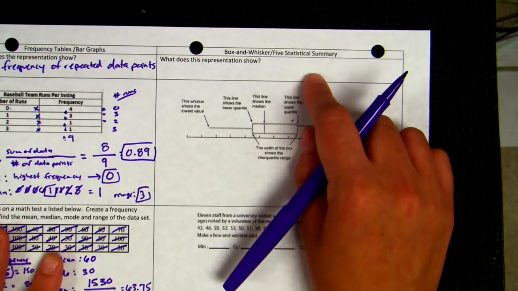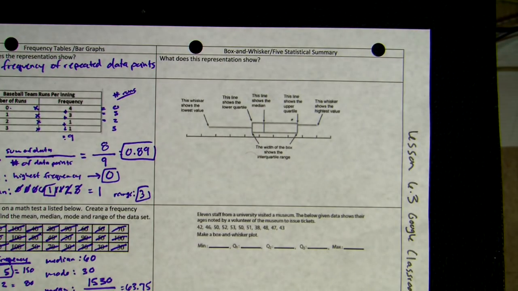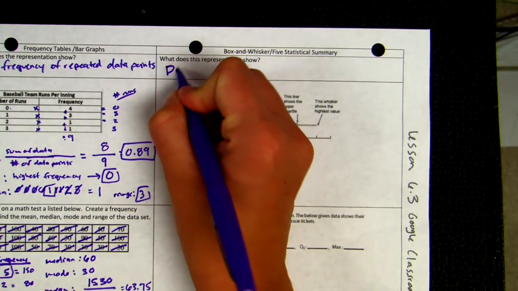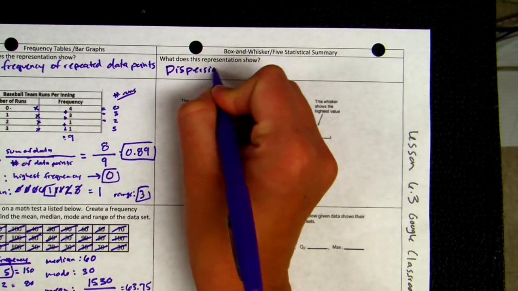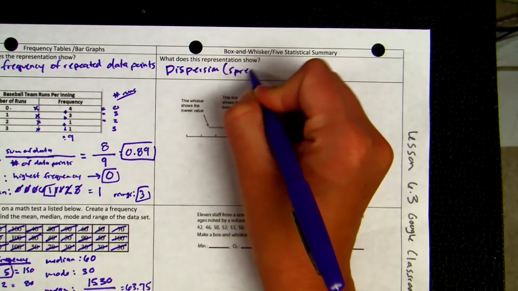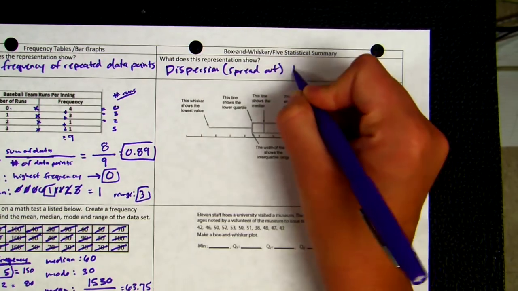Okay, next thing we're going to talk about is our box and whisker plots. We talked about last time, one of the issues with mean and median is that we cannot see the dispersion of the data, or we can't see where the data lies. Do we have more data around our median? Do we have more data around the higher end or the lower end? Box and whisker plots help us see the dispersion, or how spread out the data is.